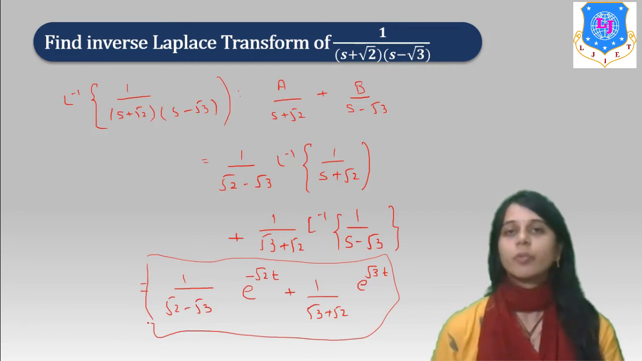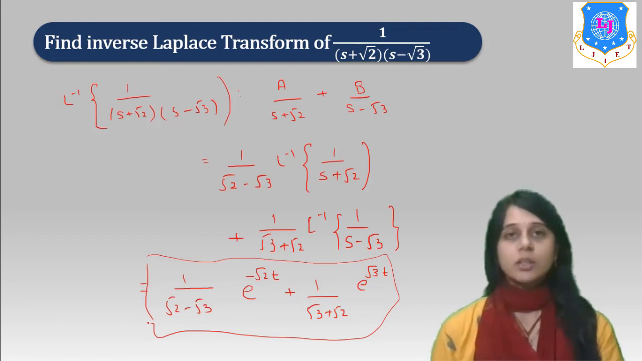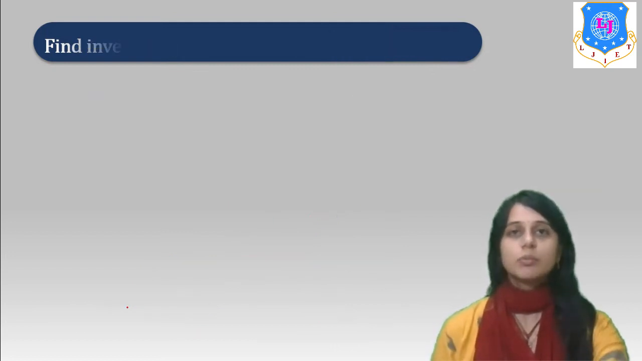This is the answer of the example. Okay, so this is a case 1 example of partial fraction. We take individual factors, find the values of A, B, C, put the values in the equation. After that, applying Laplace inverse on both sides and using the inverse Laplace formula, we get an answer in t form. Okay, so it's your final answer. Next example.